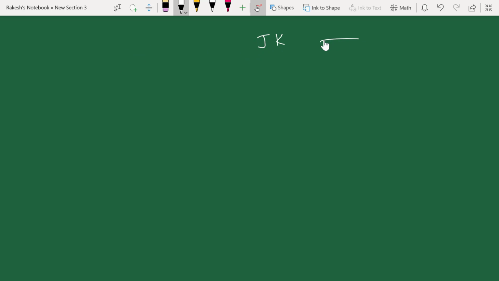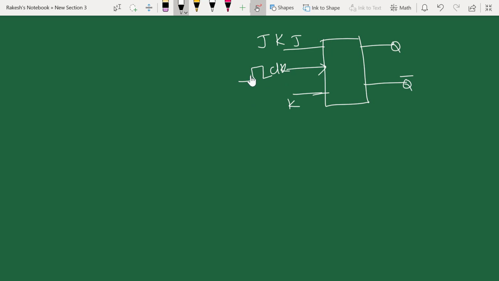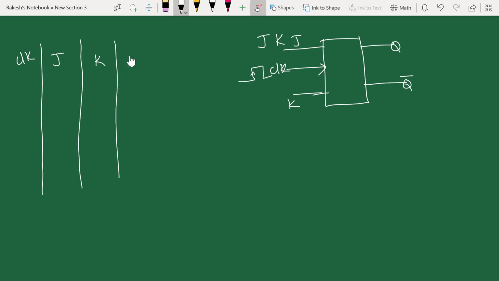If I summarize all this in one place, your JK flip-flop will have your J here and K here, and you're going to have a clock, then Q, then a Q bar. So this is a positive edge triggered. Now your truth table will have a J, K, you are going to have a clock here, and you're going to have a next state here, Qn plus 1.